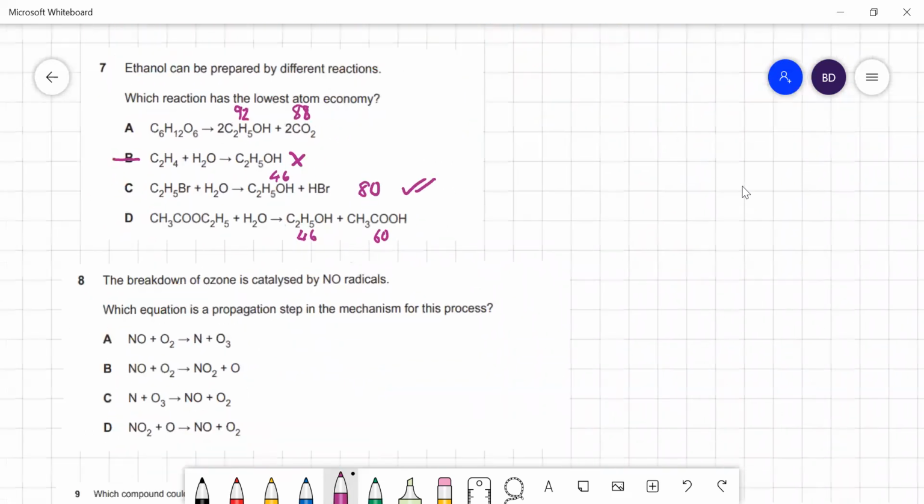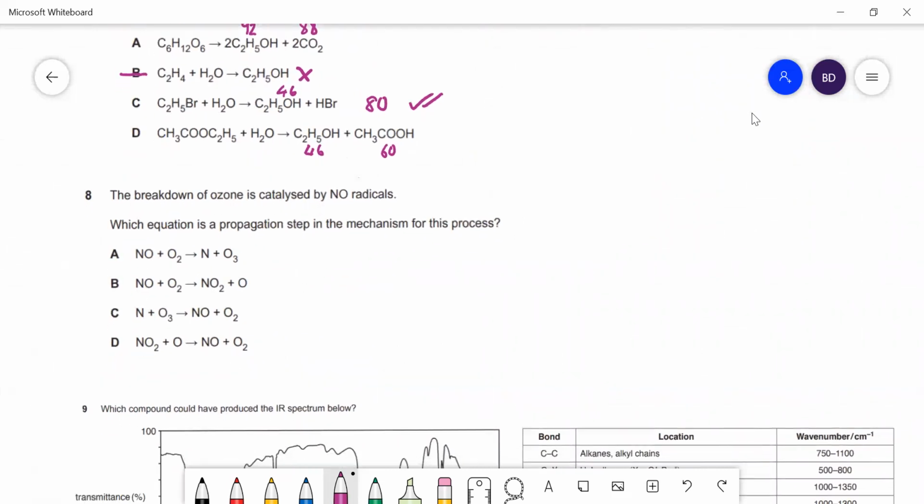Okay, now question 8. The breakdown of ozone is catalyzed by NO radicals. You need to know the mechanism, and you need to know that that one is the propagation step.